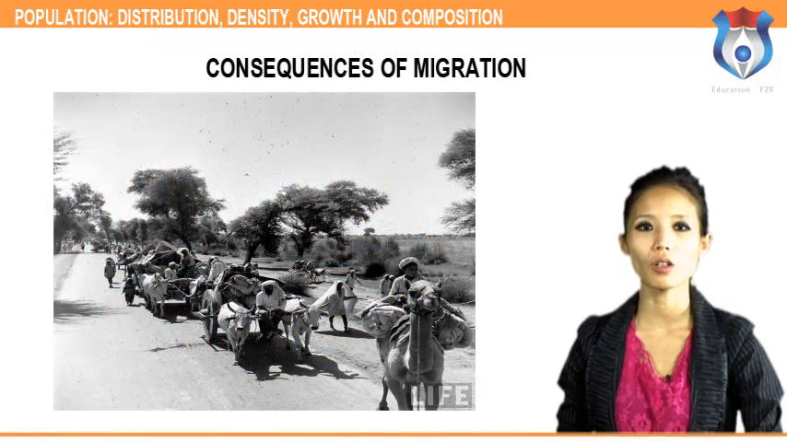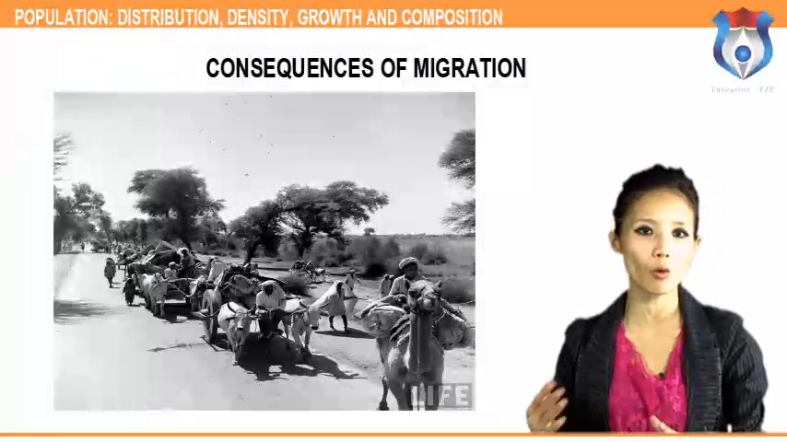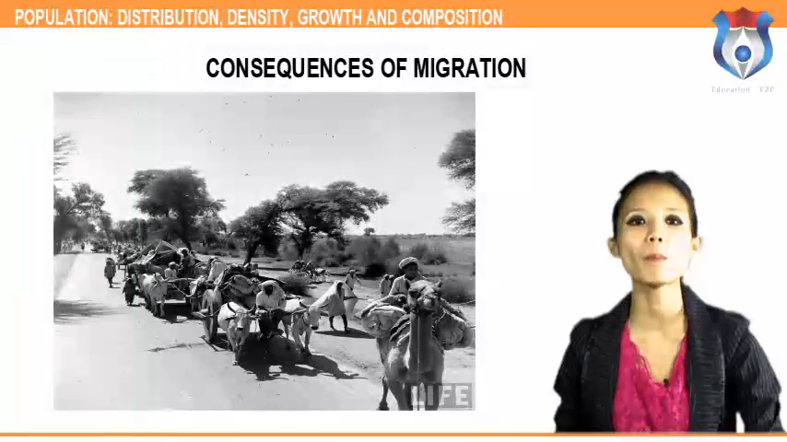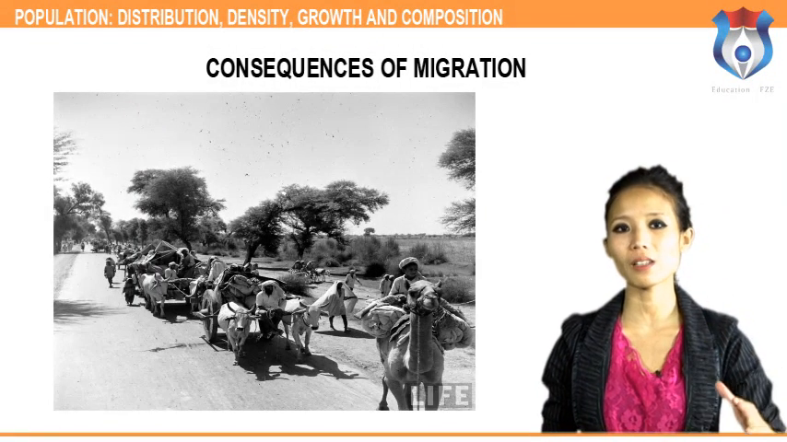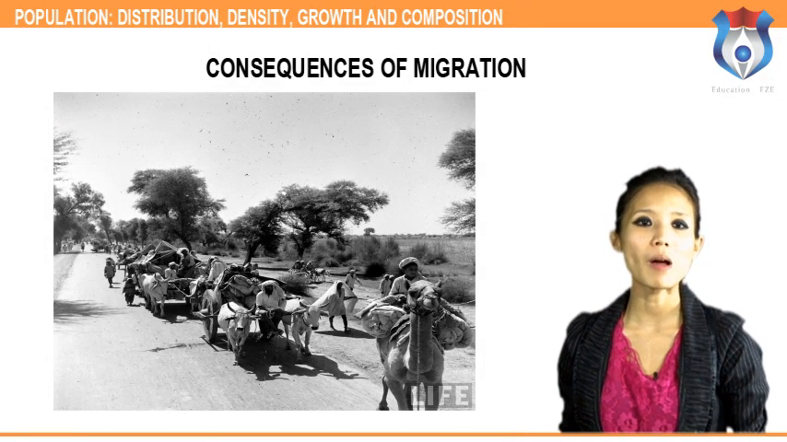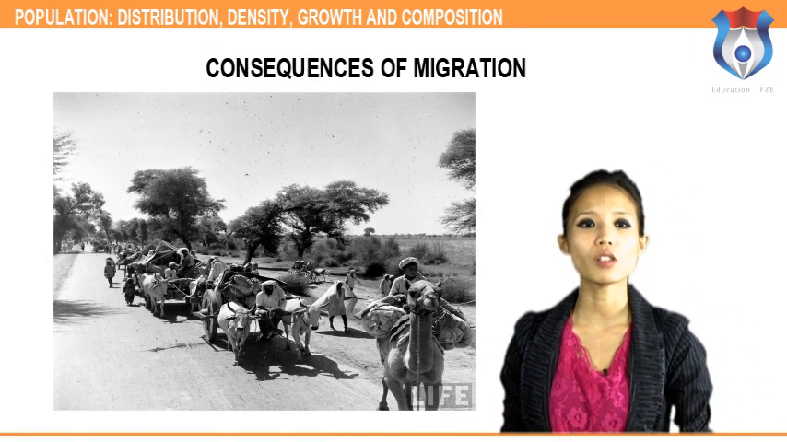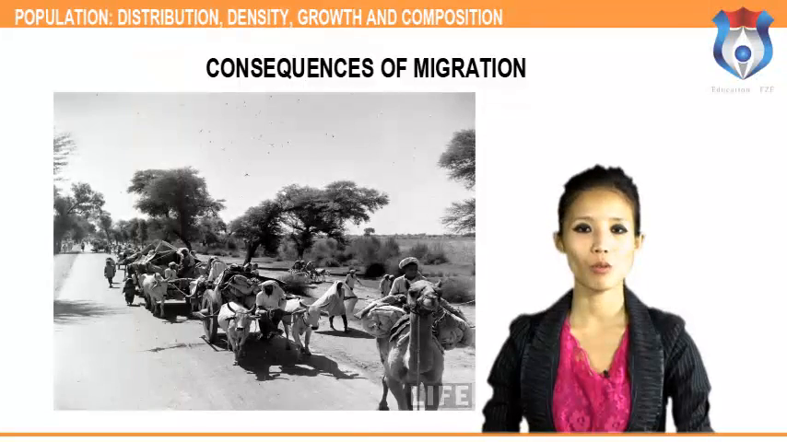Consequences of migration. Migration is a response to the uneven distribution of opportunities over place. People tend to move from places of low opportunity and low safety to places of high opportunity and better safety. This in turn creates both benefits and problems for the areas people migrate from and migrate to. Consequences can be observed in economic, social, cultural, political and demographic terms.